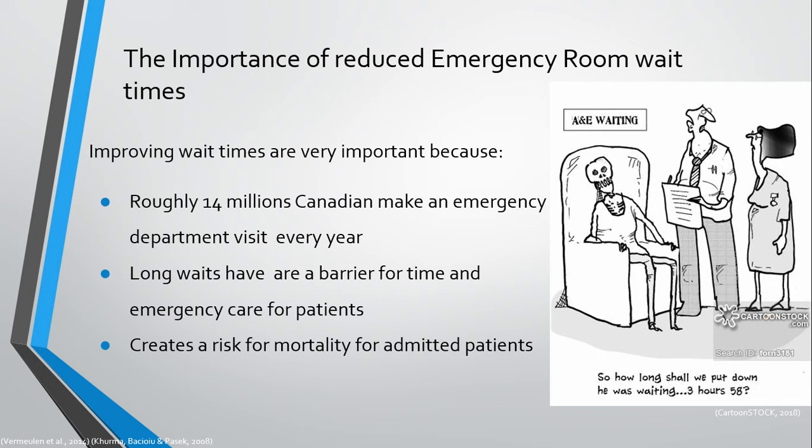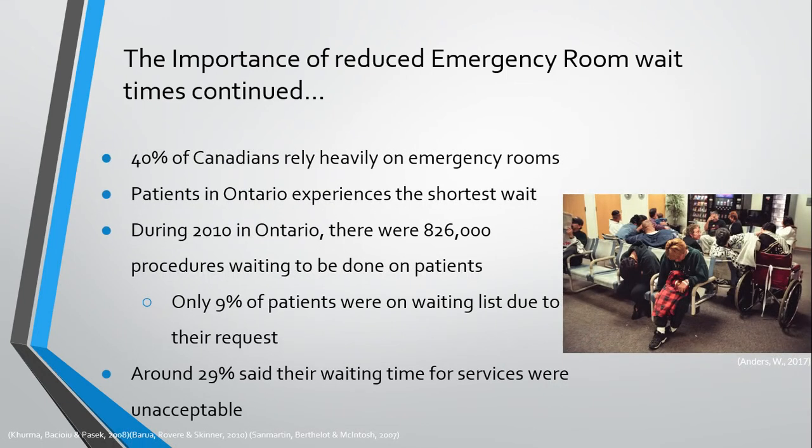It is significant to improve wait times in the emergency rooms due to unsatisfying experience that most Canadians go through, which may prevent them from using these services in the future. To continue to stress the importance of lean, 40% of Canadians rely heavily on emergency rooms and its care when compared to other nations such as the United States, where only 34% of Americans rely on the emergency room. Across the province, in 2010, there were roughly 826,000 procedures that patients were waiting to get done, and only 9% of the patients were on a waiting list due to requesting a delay or postponement.